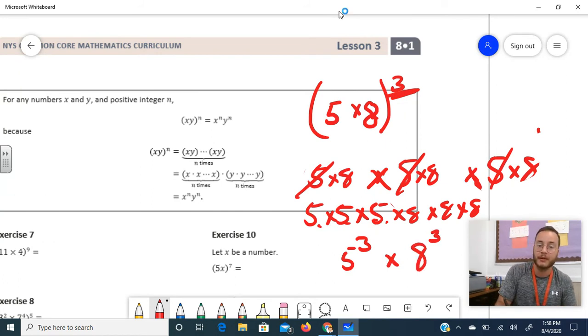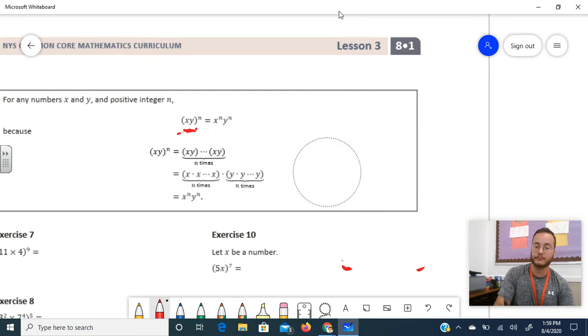So is it true? If I have x times y, remember, if I have two x variables by themselves, it means multiplication. X times y, in this case 5 is my x, times a y of 8, equal to an n exponent, which in this case is 3, equals the same thing as saying x to the n times y to the n. Is that true? Absolutely. And this works for every time, including if I have something like this.